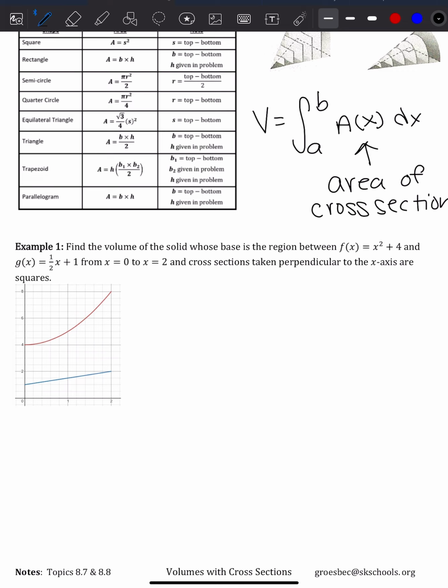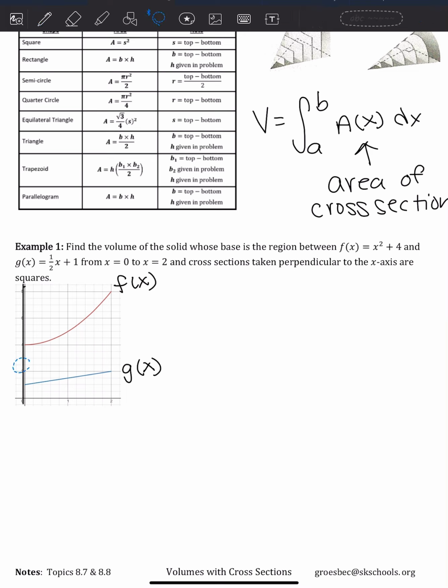So here's what we know from this. F of x is x squared plus 4. I know it has to be the one that is curved and hits 4 on the y-axis. So I know this one is f of x. The bottom one has to be g of x. It is a linear equation, and it hits 1 on the y-axis. X equals 0 and x equals 2 are vertical lines.